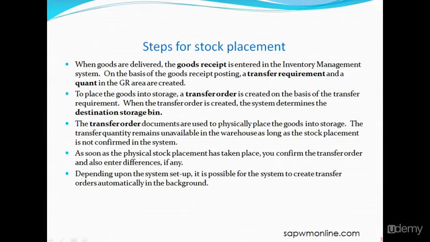The transfer quantity remains unavailable in the warehouse as long as the stock placement is not confirmed in the system. So, when a transfer order is created, you can print the transfer order and use it as a put away list. Similarly, whenever you are doing a picking, you can print all the transfer orders and use them as a picking list. So the transfer order gives you the source bin and the destination bin, which is used by the warehouse users to put away the material or pick the material.